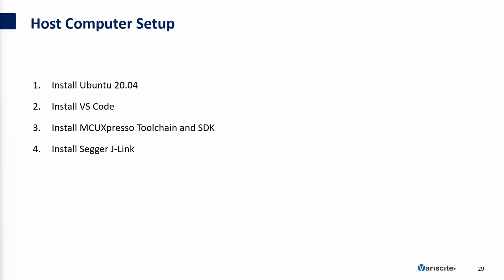Then you need to install the MCUXpresso toolchain and SDK like we did earlier. And finally, we need to install a Segger J-Link package for debugging. So next I'll walk through each of these steps. I'll skip over installing Ubuntu 20.04. We'll just assume that we're starting from a fresh installation.